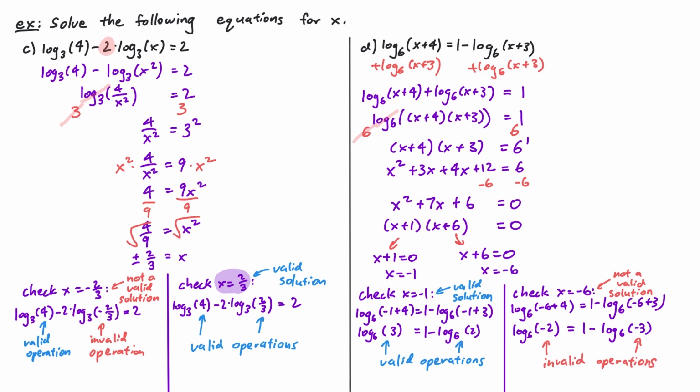So for our equation in example D, the only solution is x equals negative 1. So in this video, we learned how to use our log properties to help us solve logarithmic equations that involve multiple logarithms.